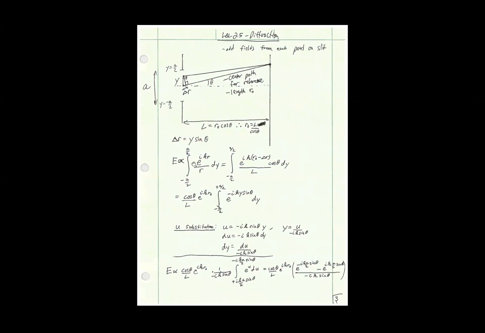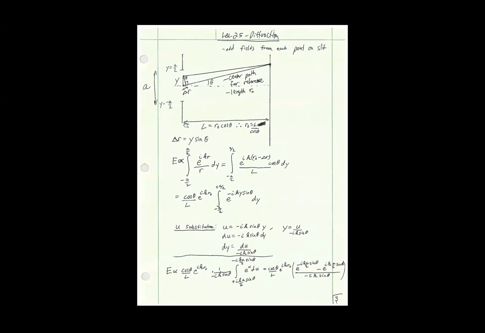All right, so we have to do the integral of e to the ikr over r. And let's see here. R is R0 minus delta R. It's minus because the way I've drawn it, if y is positive, y sine theta is positive, but this path up here is obviously shorter than this path down here. So it's going to be minus delta R. And then we've got a 1 over R, and we have to figure out what R is.